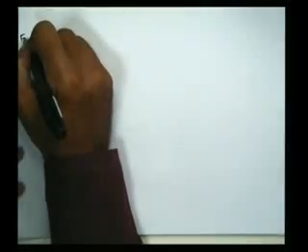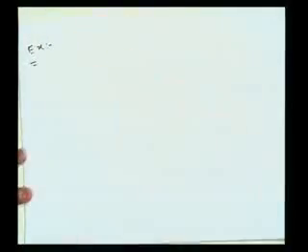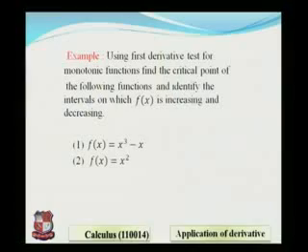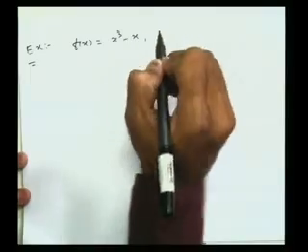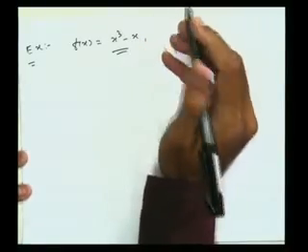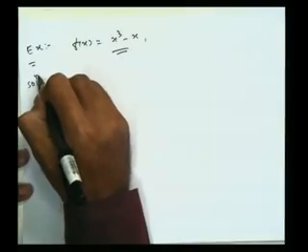Let us see one more example. Using the first derivative test for monotonic functions, find the critical points of the following function and identify the intervals in which f of x is increasing and decreasing. We have f of x equal to x cube minus x. We have to find the critical points of this function, and also the intervals in which f of x is increasing and decreasing. Let us try to solve this example.